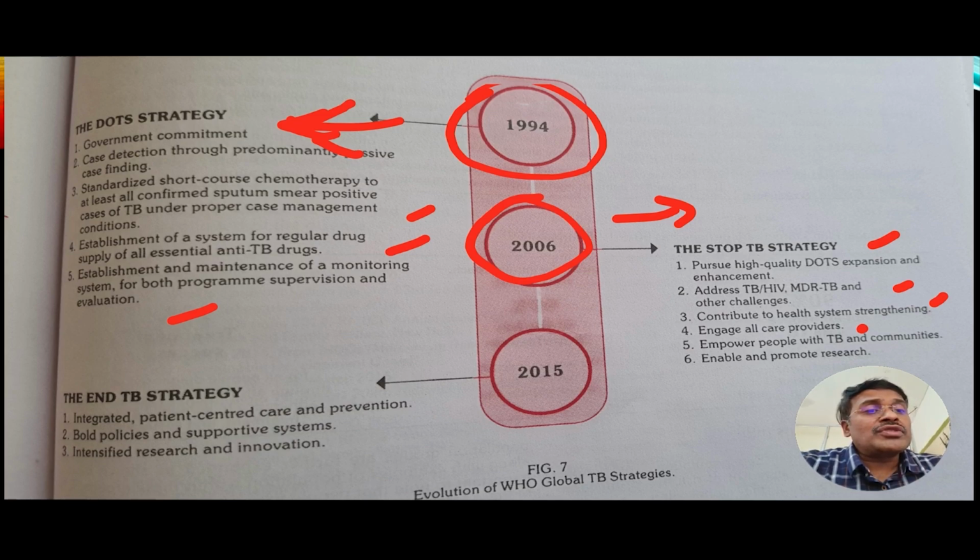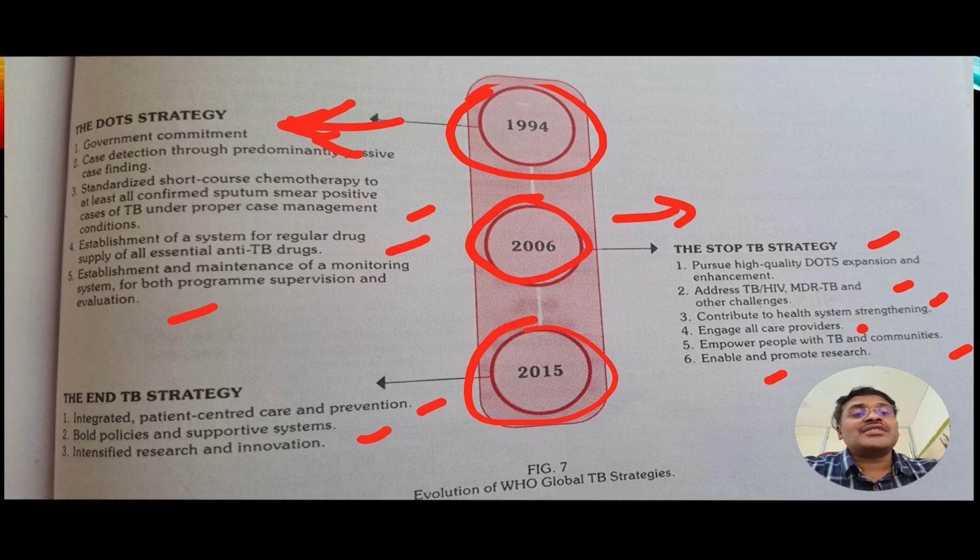Empower people with tuberculosis and community, enable and promote research. All these things were given importance. Then came in 2015 the End Tuberculosis strategy. Here integrated patient-centered care and prevention is given more importance. Bold policies and supportive systems were implemented or are being implemented. Intensified research and innovation. This is very, very important to permanently erase tuberculosis from our world.